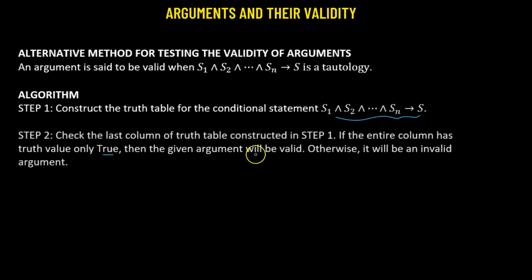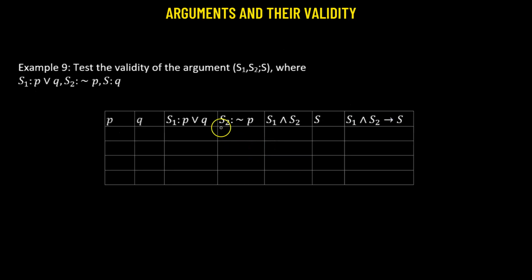So let's try this particular algorithm. Here we have 2 statements, P and Q. So the truth values will be the possibilities. Both of them are true, one of them is true, or both of them are false. Now we consider the first hypothesis, P or Q. This is a disjunction, which will be true when at least one of them is true, or else it will be false. Then hypothesis 2 is the negation of P. So this will be false, false, true, true.